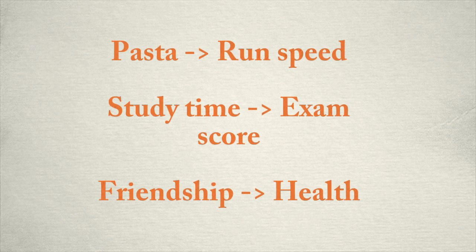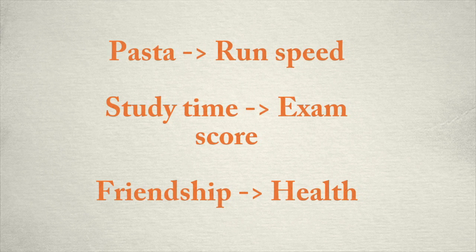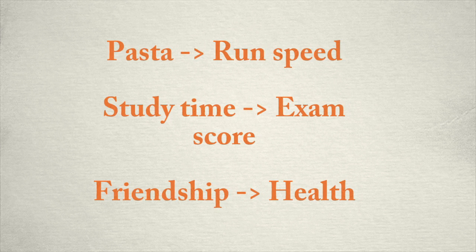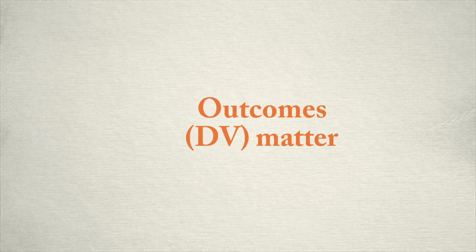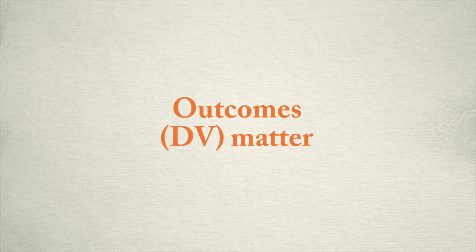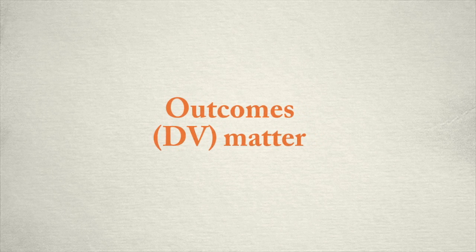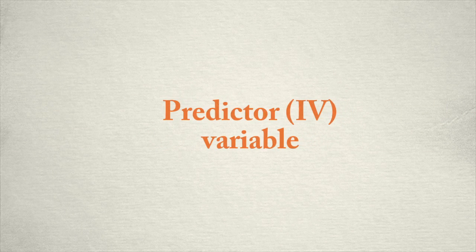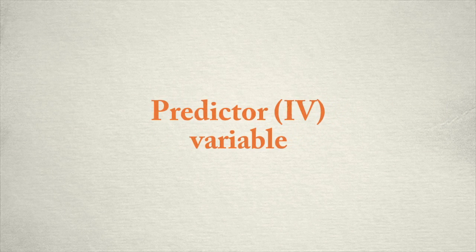We care about health. We care about exam scores. We care about running speed. How do we predict or change those? We've decided that a particular variable is important. We've decided that it is an outcome, and we've decided that that outcome matters. That's your dependent variable.